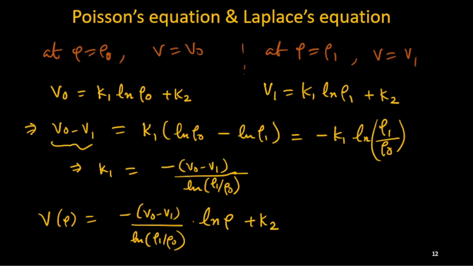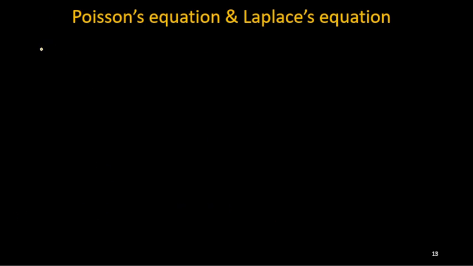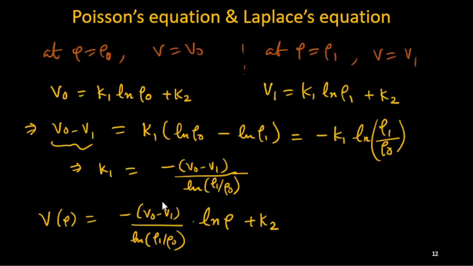Why? Because electric field is nothing but minus the gradient of V. As this is a minus gradient and V varies with respect to rho only, I can write minus dV d rho. That's all, and V we have got. If I take the derivative, this constant part will become 0.